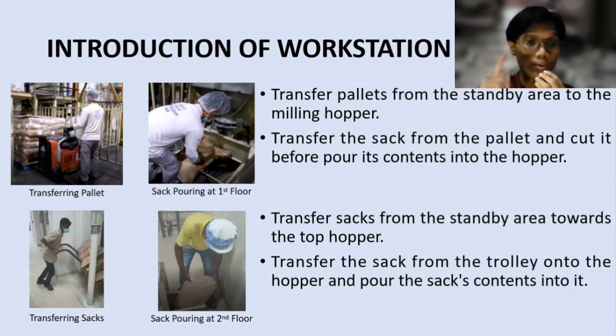At second floor, the worker will transfer the sack from the standby area to the top hopper by using a trolley, and they will need to maneuver it through the narrow spaces. So after that, they will transfer the sack from trolley into the hopper by cutting it and pour its content into it.